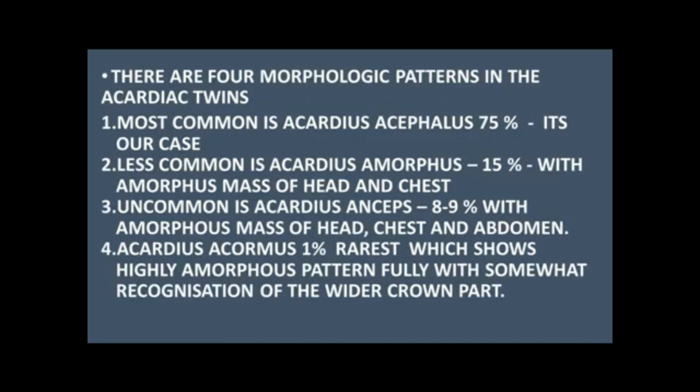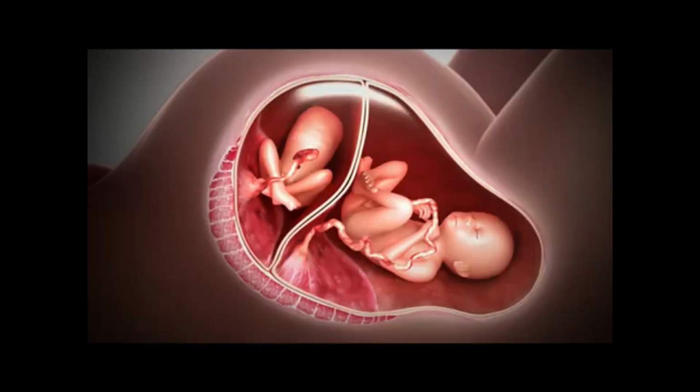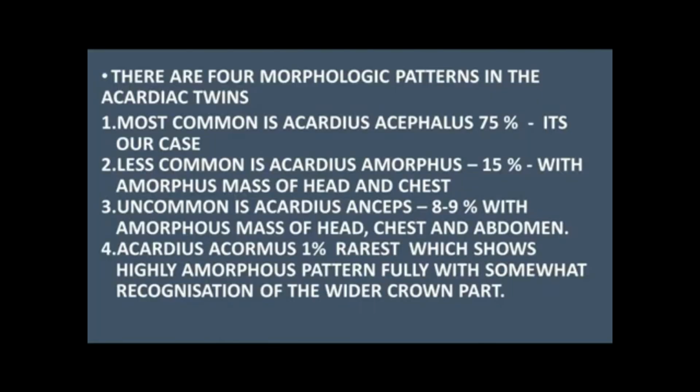There are 4 morphologic patterns in the acardiac twins. The first one is the most common, which is acardius acephalus, 75%, which is our case. The second one is less common, acardius amorphus, which is 15%, with amorphous mass of head and chest only. The third one is uncommon, called acardius anceps, which is about 8 to 9%, with amorphous mass of head, chest and abdomen. And the fourth one, acardius acormus, 1%, is the rarest, which shows a highly amorphous pattern, with somewhat recognizable upper crown part.